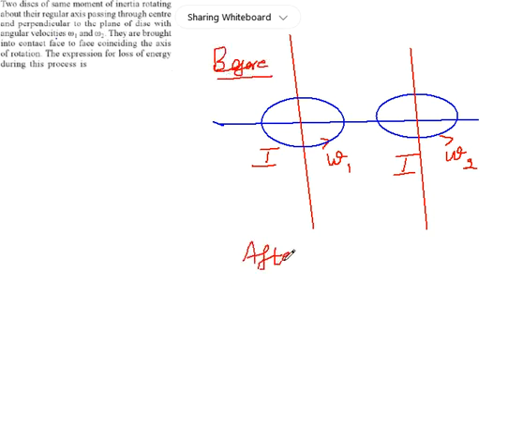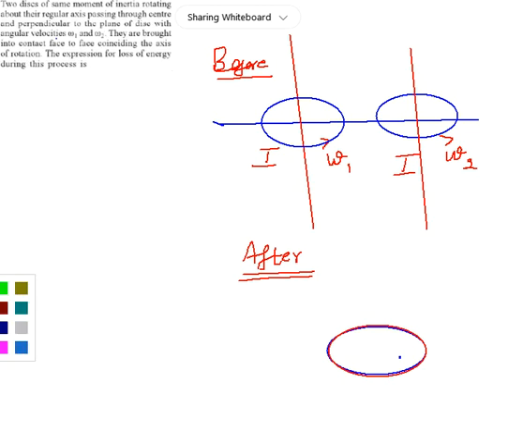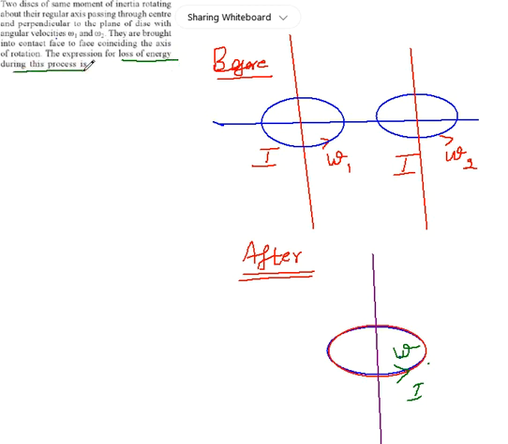Now we are going to take it for after. Both of them are going to coincide. When both of them coincide, one I'm taking in red color and the other in blue color, so that the color variation is visible. Both of them will exactly coincide with each other and rotate about the same axis. Initially both had the same moment of inertia. Now as both systems coincide, their angular velocity will also be the same, that is, they are going to move with angular velocity omega. They are asking us to find the loss in energy during this process.